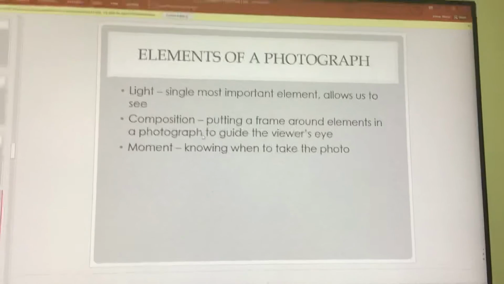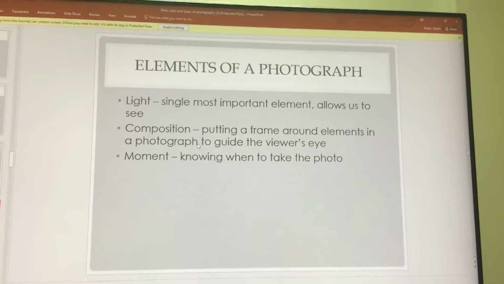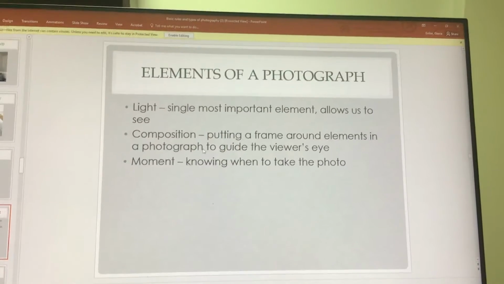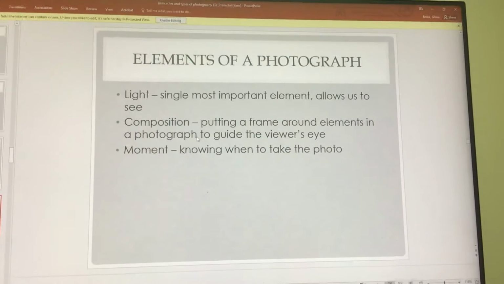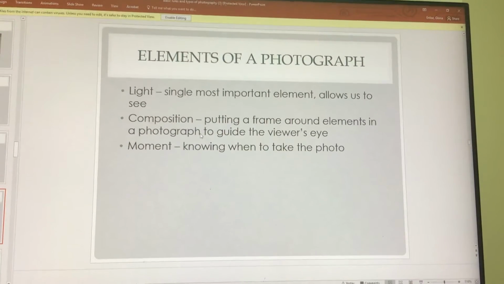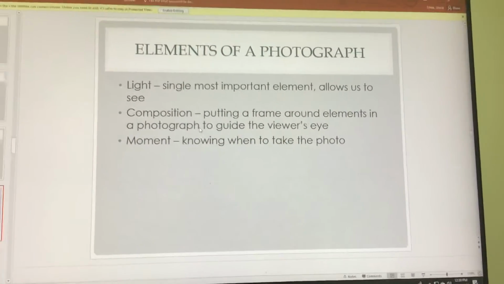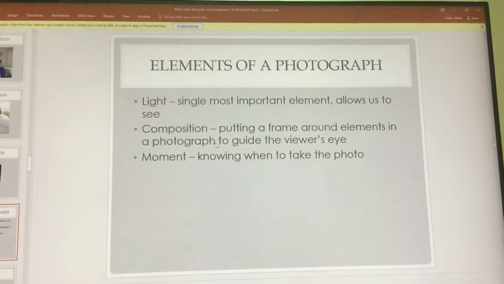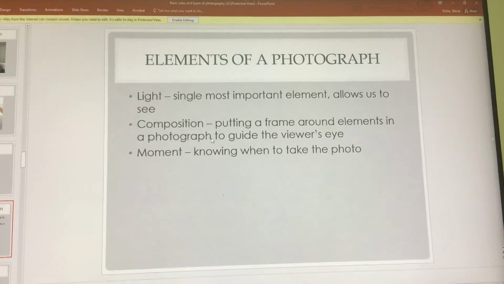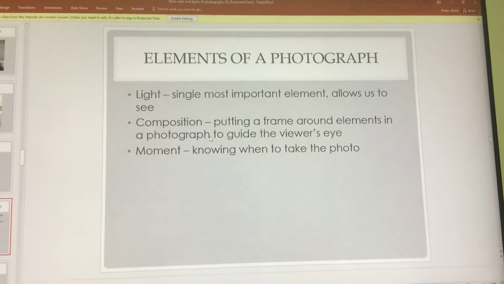Light. Light is the single most important element because without some sort of light, we cannot see. Composition, that is putting a frame around elements in a photograph. And then moment, that's just knowing the right moment to take the photo. So which element is most important and why?